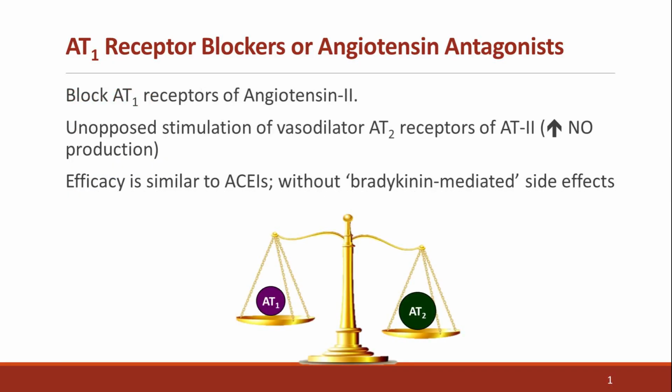As the name suggests, ARBs specifically block AT1 receptors of angiotensin II, reducing vasoconstriction and aldosterone secretion, while leaving unopposed the stimulation of a second type of its receptor, called AT2, enhancing nitric oxide release and vasodilation. ARBs have efficacy similar to ACE inhibitors but largely without the bradykinin-mediated side effects like cough or angioedema. That makes them an excellent alternative for patients intolerant to ACE inhibitors, such as asthmatics. However, they share the same contraindications in pregnancy and in severe renal artery stenosis.